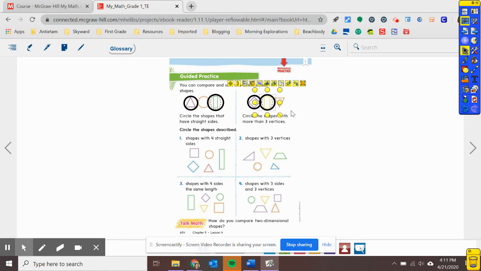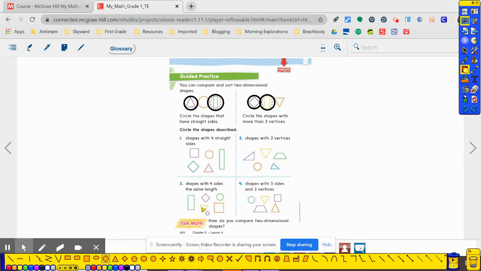But what about my triangle? My triangle only has 3, and this says more than 3. So I cannot circle my triangle. So you really need to be careful with the words today. Okay, so get ready. We're going to do the first 2 together, and then you're going to try some on your own.